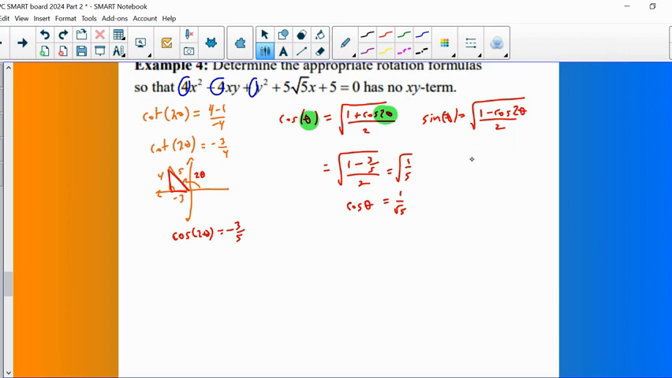And then sine of theta, so it's 1 minus a negative 3/5. So it's 1 plus 3/5 divided by 2. So that's 8/5 divided by 2, which is the root of 4/5, which is 2 over the square root of 5. And I'm just going to leave these root 5s. That's 100% fine. Okay, so we did a lot of groundwork, and really that's it, just groundwork.